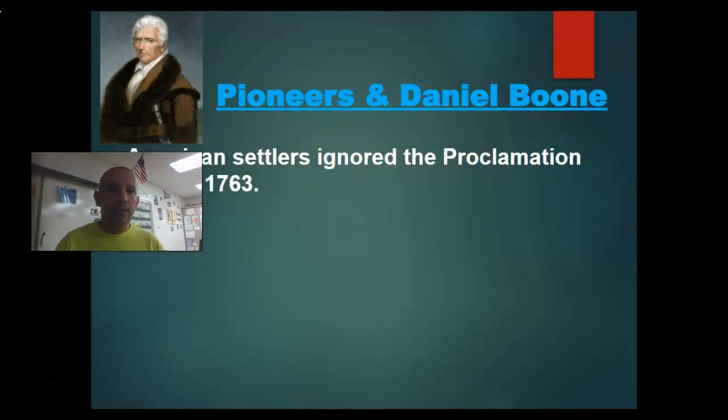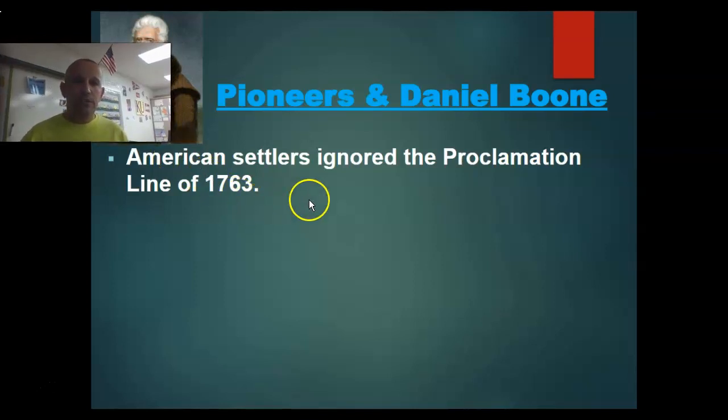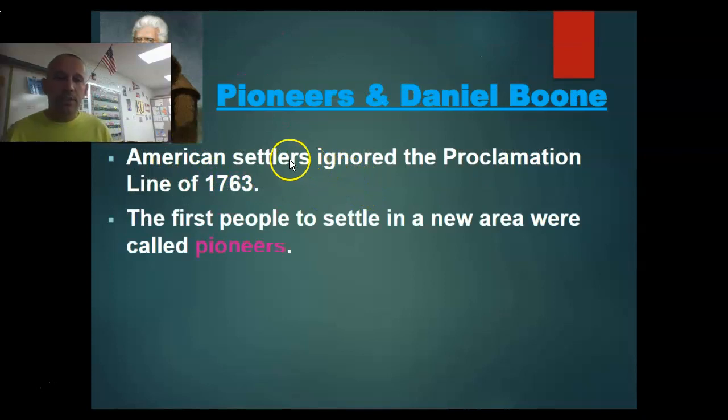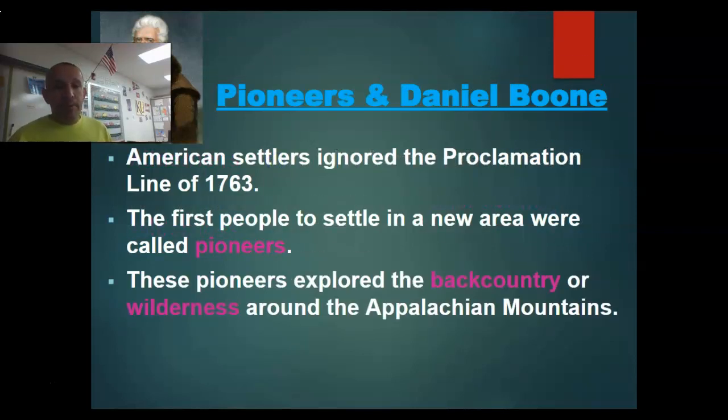Daniel Boone. You've probably heard of him. If you've ever been to Booneville, Missouri, it's named after him. Settlers obviously ignored the Proclamation Line, did not really pay much attention to that law, so they illegally started settling out in the western frontier. We call these people pioneers. A pioneer is if you're the first to do something. So the first person to ever go to Mars will be a pioneer of space travel. They explored the backcountry. That's a term you should recognize from Chapter 4, also known as the wilderness.